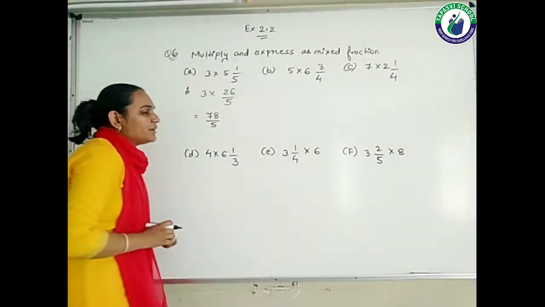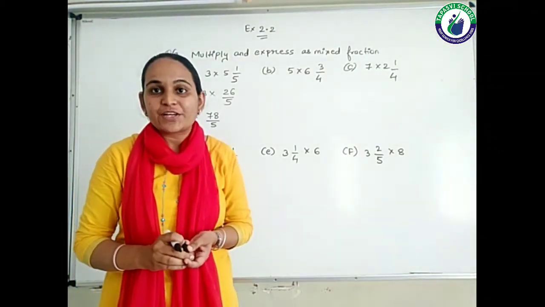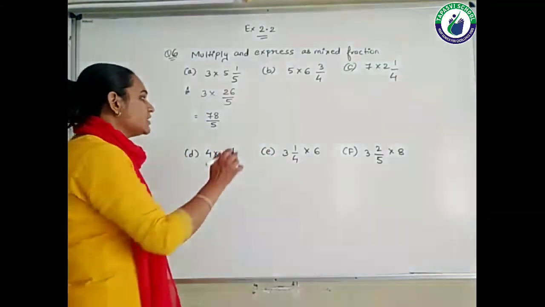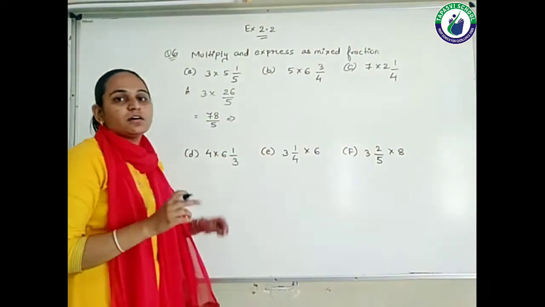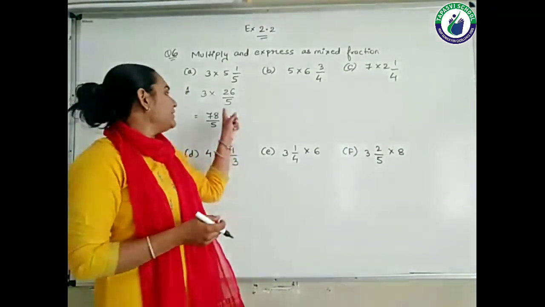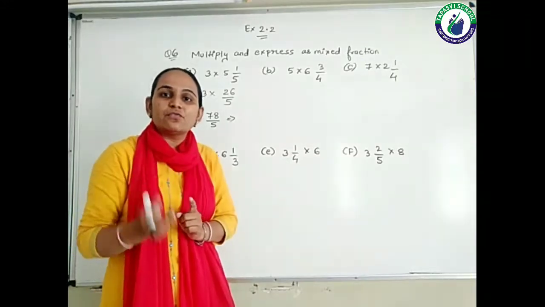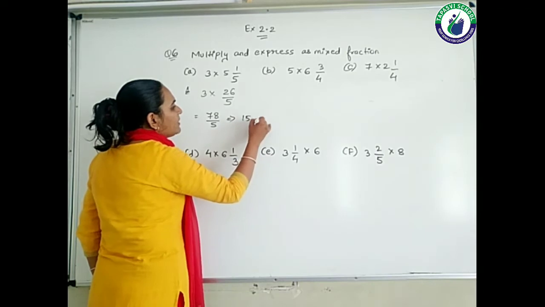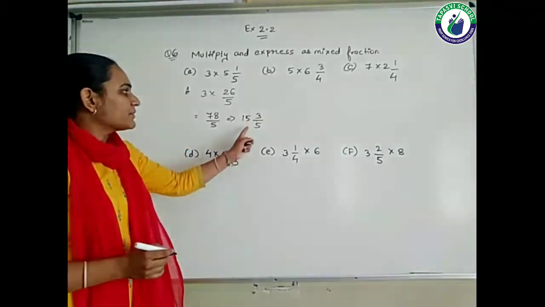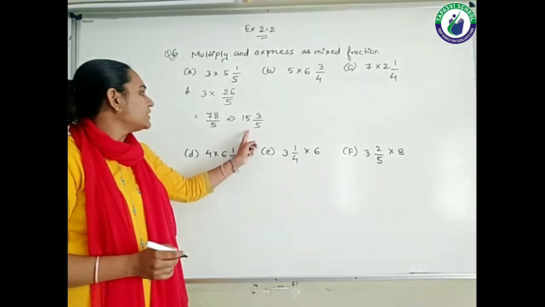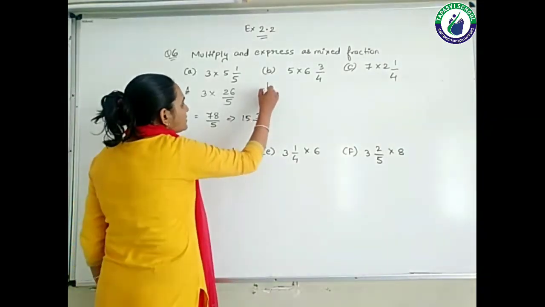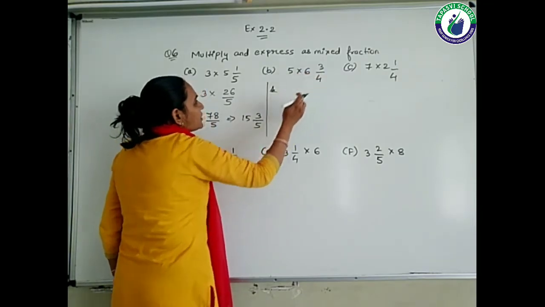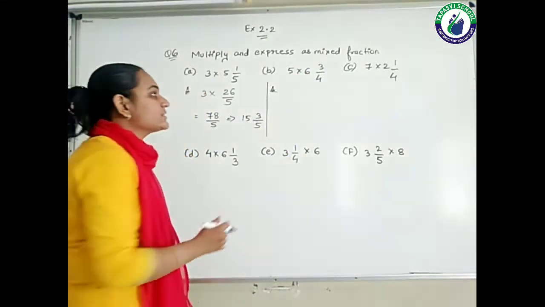Now again, students, we will convert this answer into mixed fraction. The reason is this is an improper fraction, so again we'll convert it into mixed fraction. You very well know how to get the mixed fraction by dividing 78 by 5 and then writing it in the cycle format. So 15 fives are 75 plus 3. So this is the mixed fraction of this particular question. Next one, students, 5 multiplied by 6 integer 3 by 4.